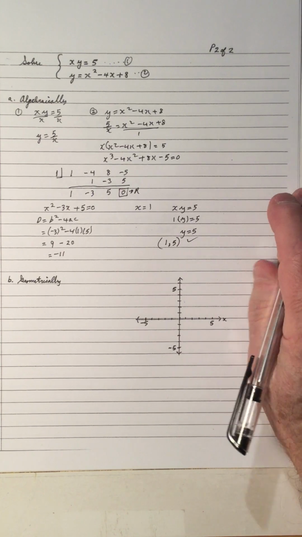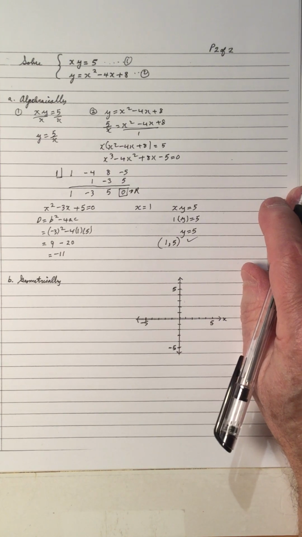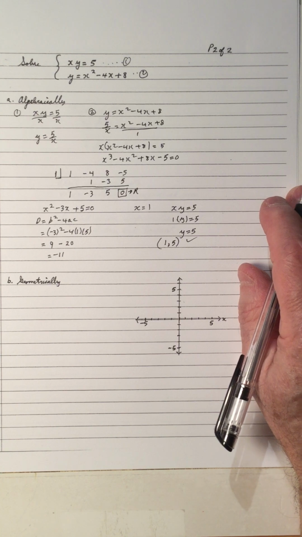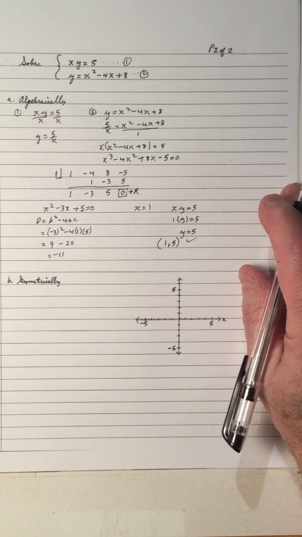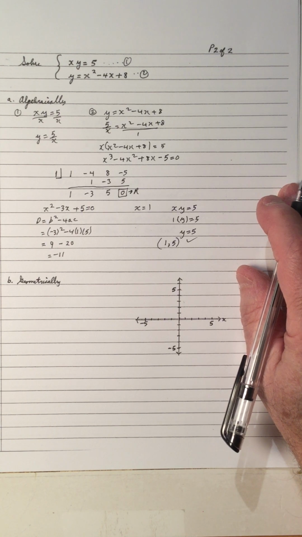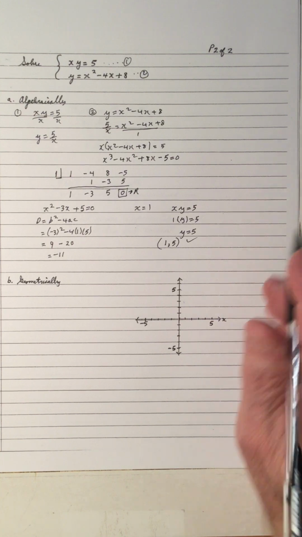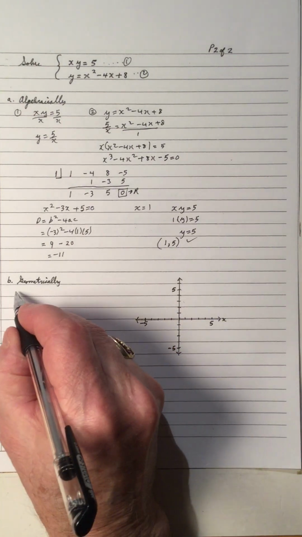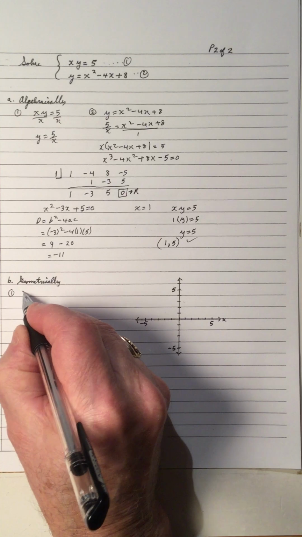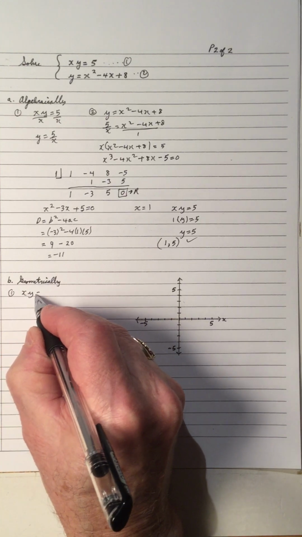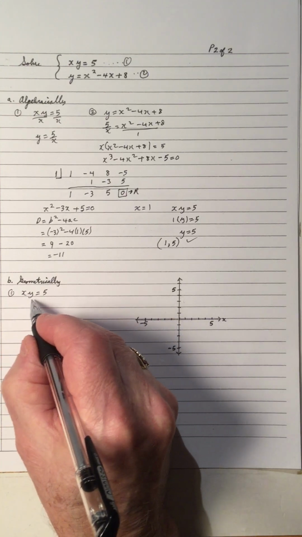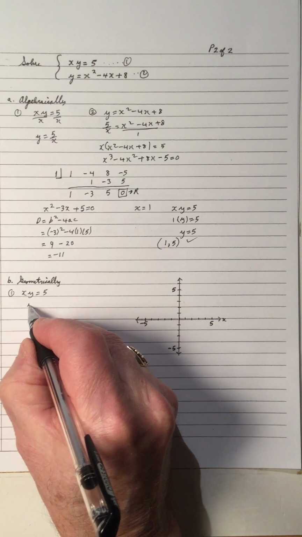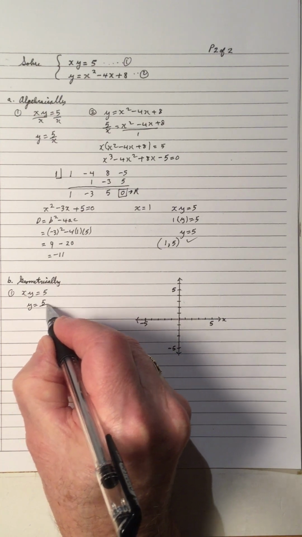But what if we wanted to show that geometrically? Solving geometrically is not always good because it might not hit the points that we want. They might be irrational numbers and fractions and we can't find them. But let's see what happens here. We have equation 1, which is xy equals 5. We divide by x and we get y equals 5 over x.